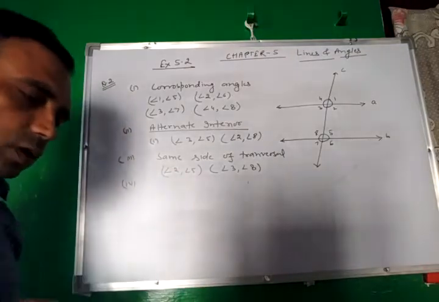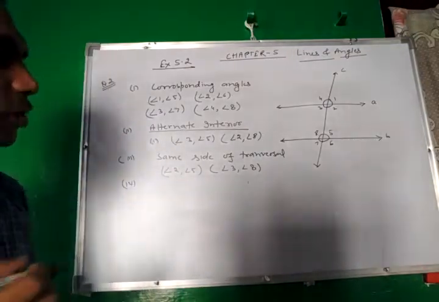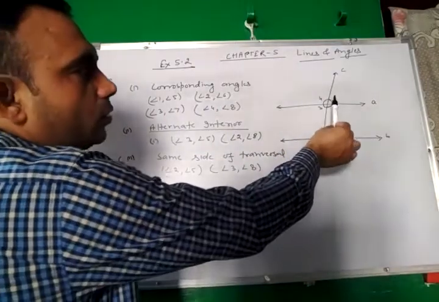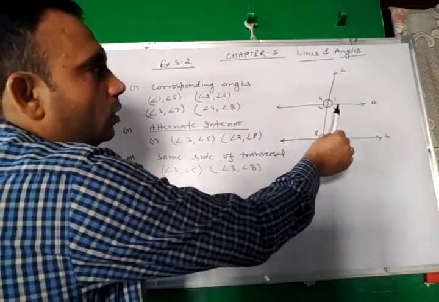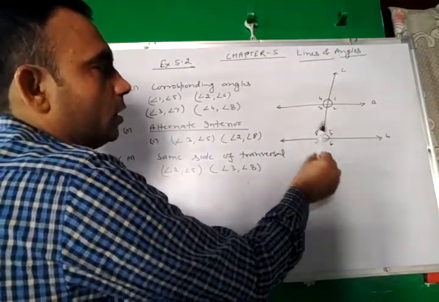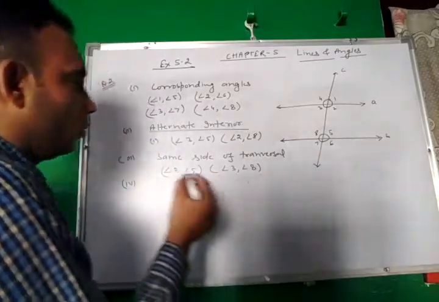And the fourth one, the vertically opposite angles. Vertically opposite angles are 1 and 3, 4 and 2, 5 and 7, 6 and 8. These are vertically opposite angles.